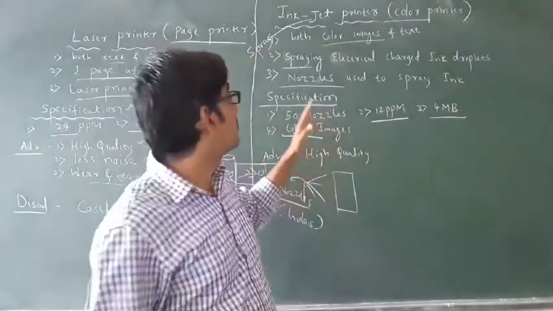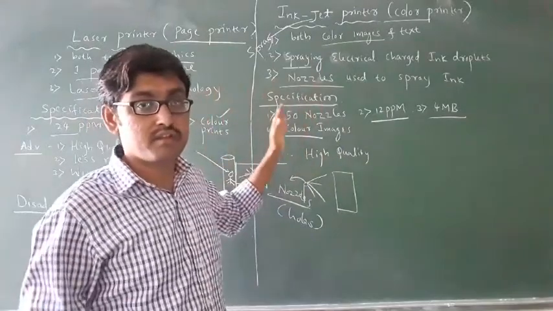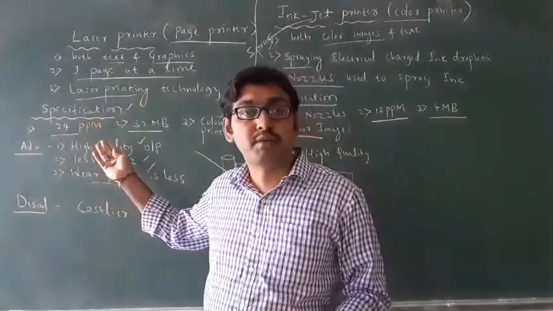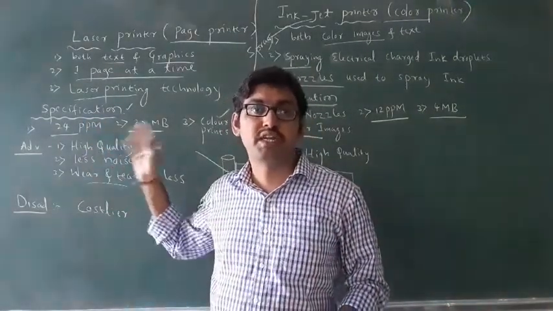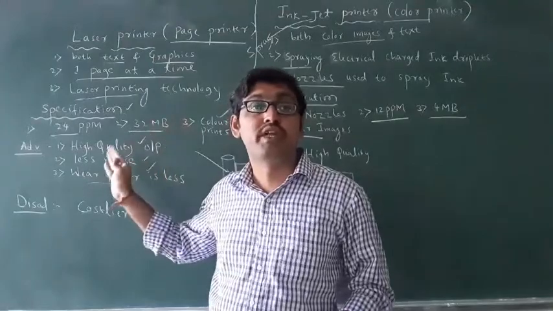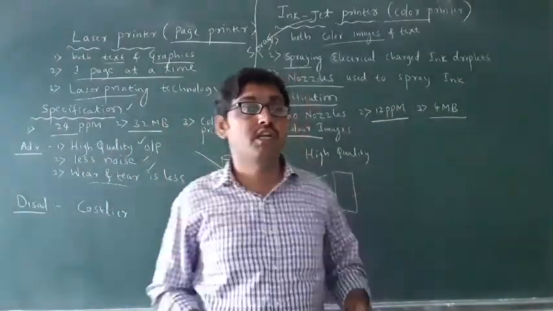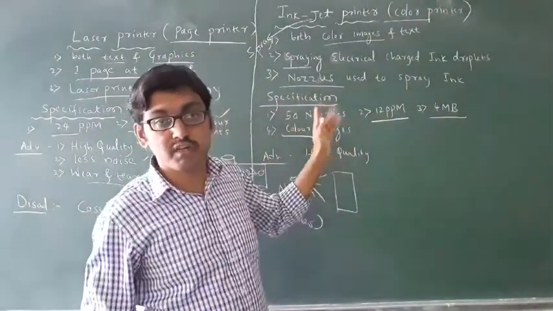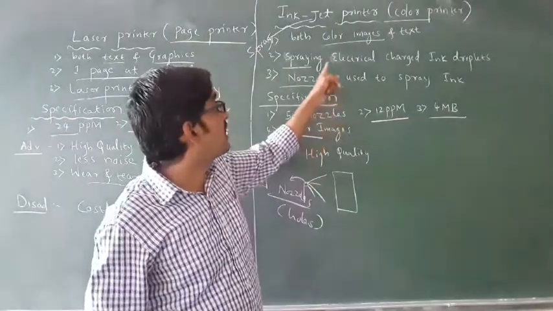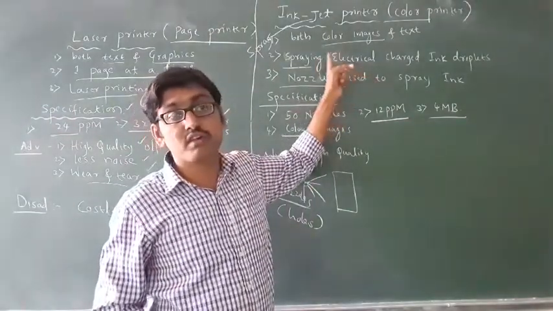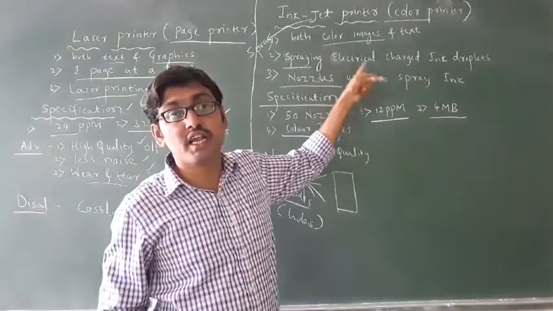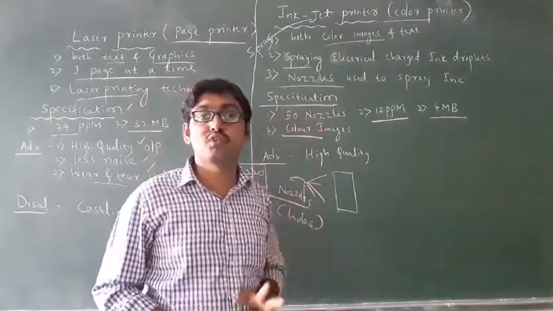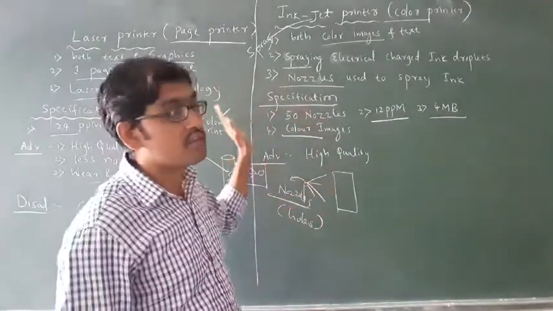Okay, this is about the inkjet and laser printer. In a laser printer, almost all use laser printing technology. It will produce 24 pages in 1 minute, but the inkjet produces 12 pages in 1 minute. Here in the inkjet printer we use electric spraying. It has nozzles used for spraying electrically charged ink droplets on the paper.